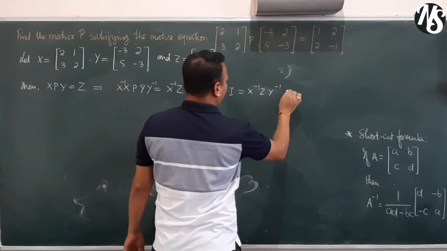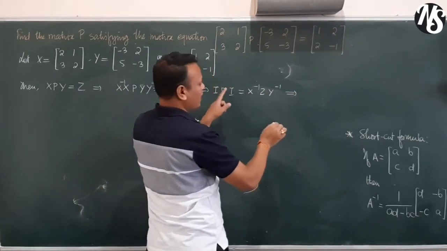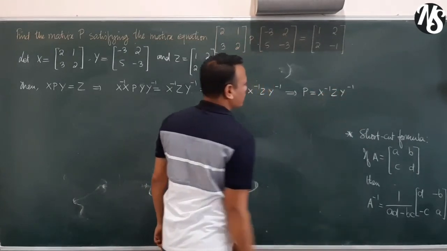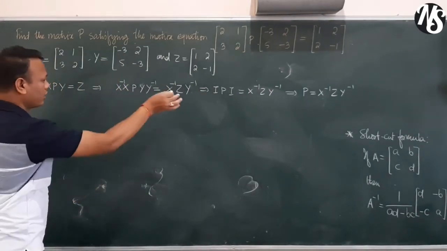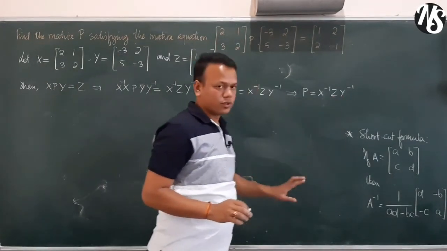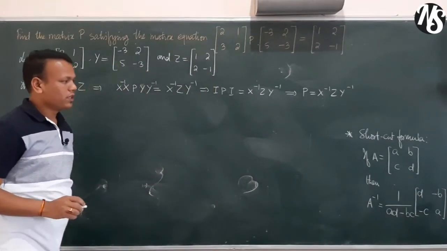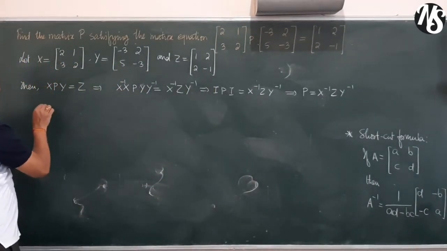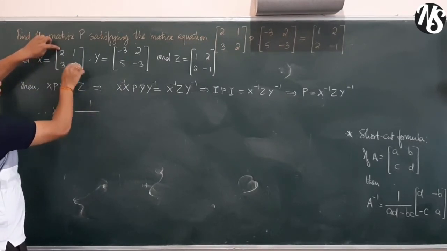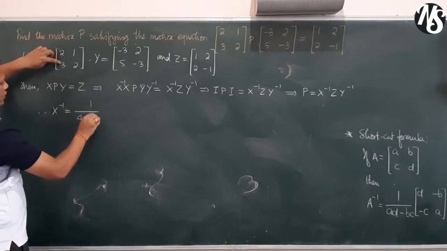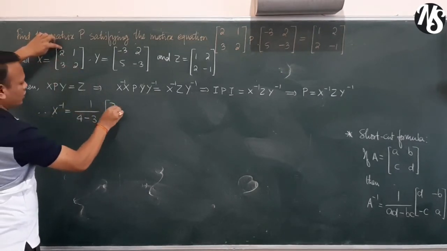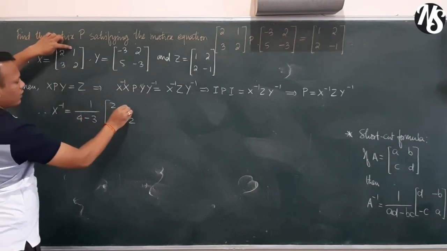Okay, so from here, I P I is nothing but P. So P will be equal to X inverse Z Y inverse. Okay, so let's see. So we need X inverse and Y inverse, and we'll make use of the shortcut formula again. So X inverse is 1 by AD minus BC, which is 2 into 2, 4, minus 3. So remember, you change the position of A and D, so this and this get exchanged. And B and C will have reverse signs.